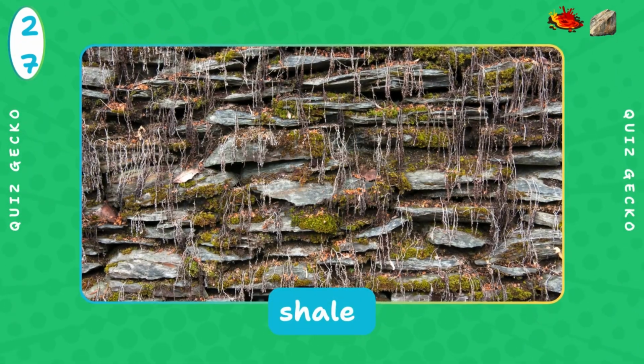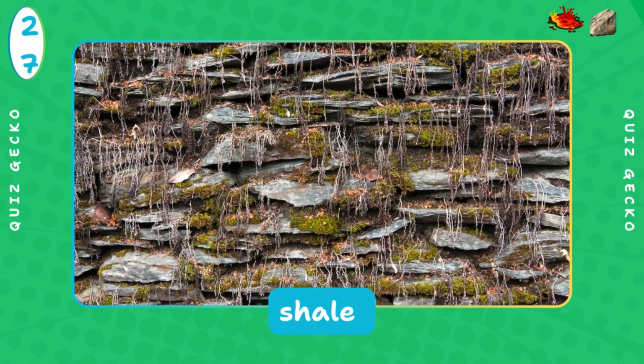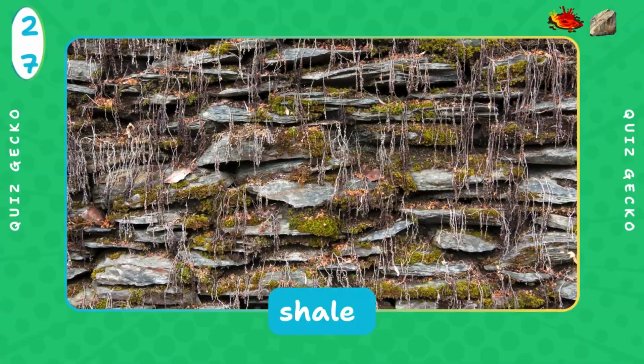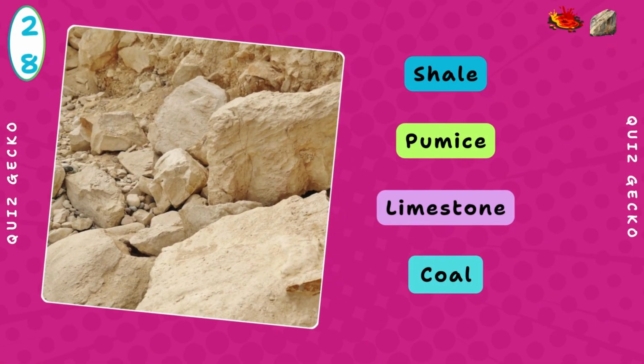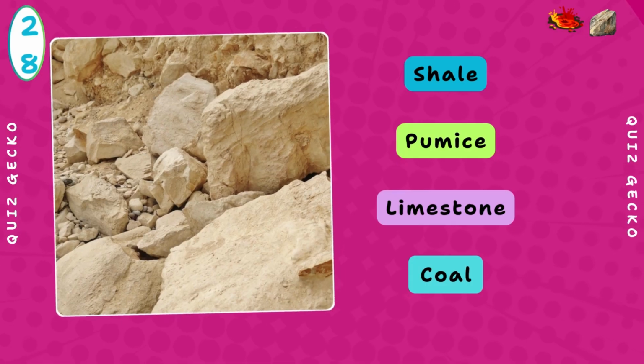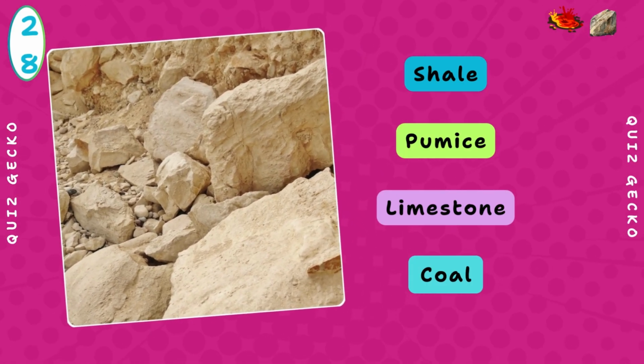Shale is a sedimentary rock that forms when fine particles of clay and silt are compressed and cemented together over time and have a thin clay-like texture. Which type of sedimentary rock is commonly used as a building material and is formed from marine organisms? Shale, pumice, limestone, coal.